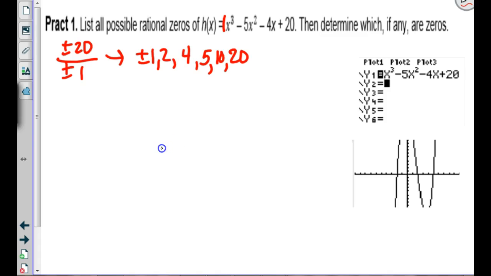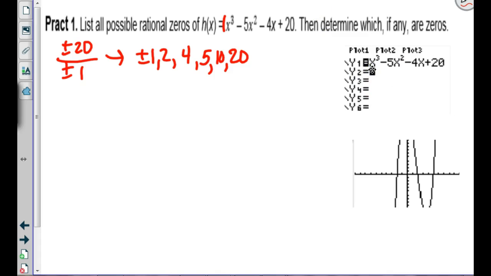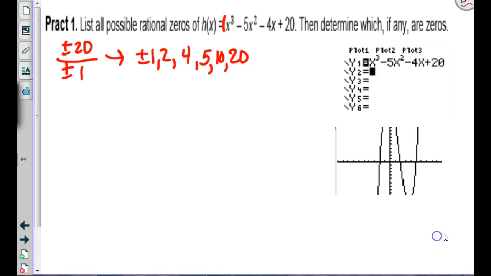Now, to save time, because this is what takes me forever, I actually graphed it on the calculator here. I typed it in. Do I have it right? X cubed minus 5x squared minus 4x plus 20. This is what the graph looked like. Where does it appear to have a real zero? Okay, so 2.